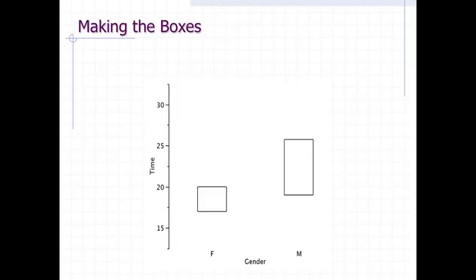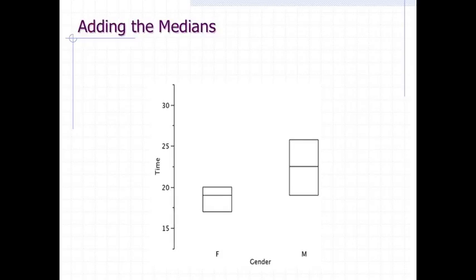The next step is to connect the lines forming boxes for each gender. Now we draw a line showing the median for each group. Naturally, the median is between the 25th and the 75th percentiles. The median time is 19.5 for the women and 22.5 for the men.